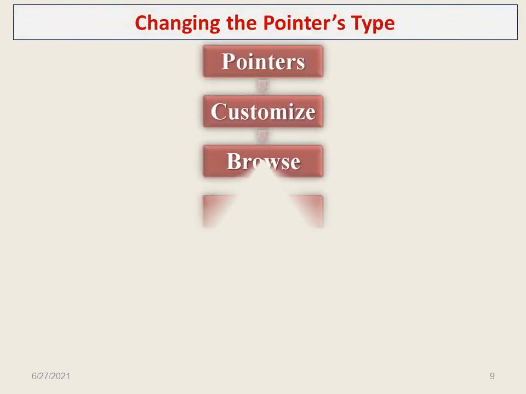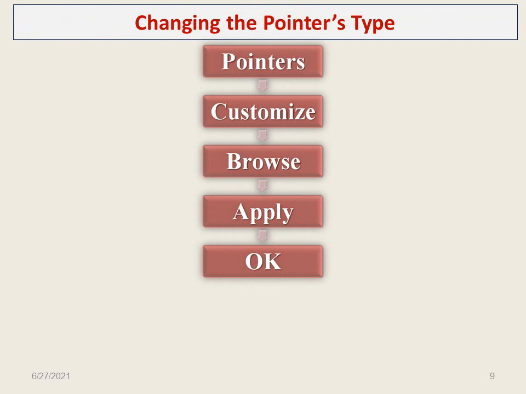How to change the pointer type. First, click the pointers tab. Secondly, select the pointer type you want to change from the customized list. Step 3, click the browse button. A browse window appears displaying the different types of available pointers. Select any pointer shape. Step 5, click the open button.